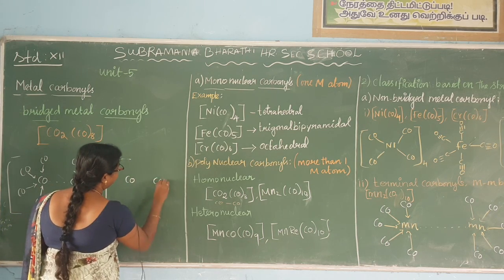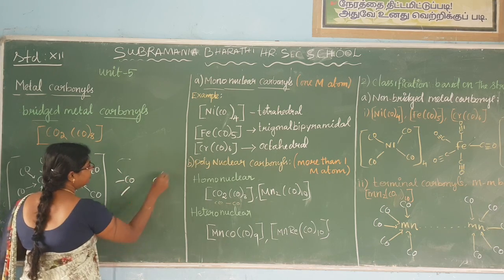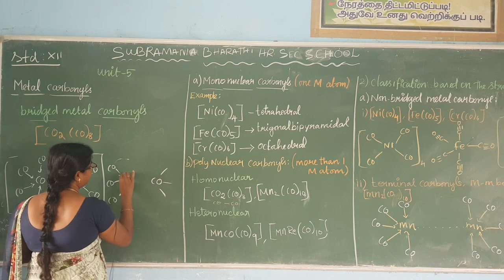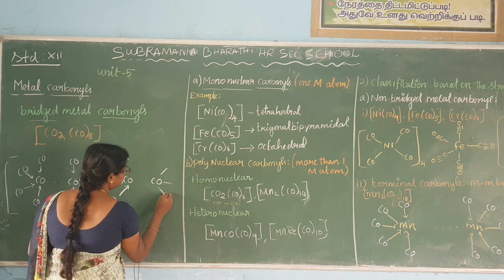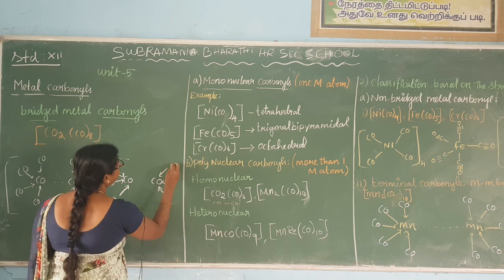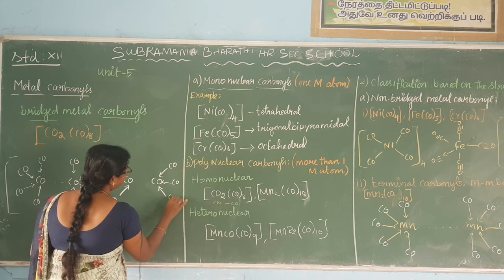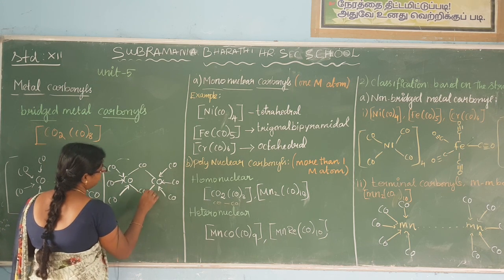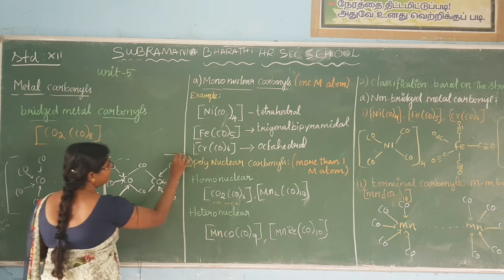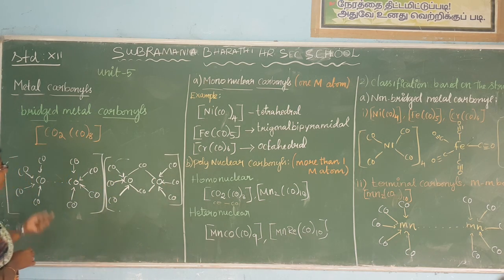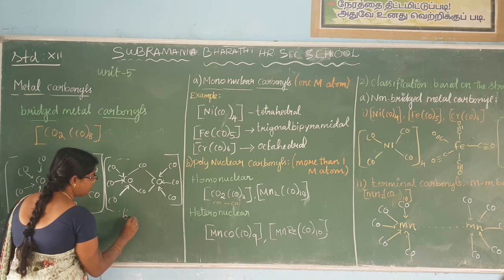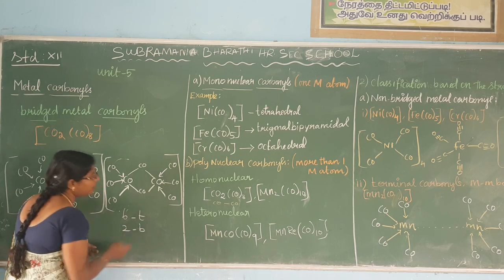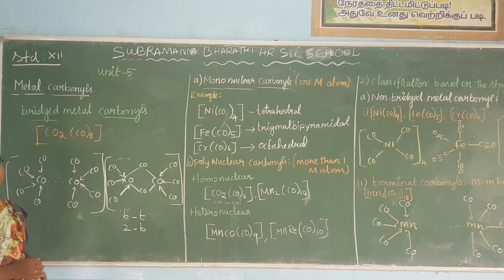I am writing the metal atoms. It is having 6 terminal carbonyl groups and the remaining 2 bridging carbonyls. So in this way we can write the structure of the carbonyls. It is having 6 terminal carbonyl groups and 2 bridging carbonyl groups. Okay, hope it is clear. Thank you.